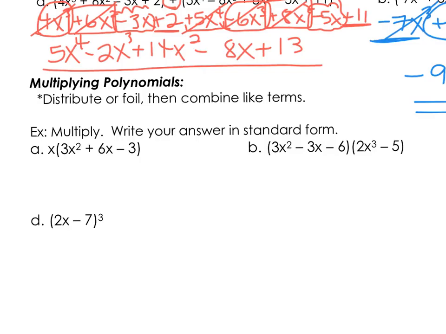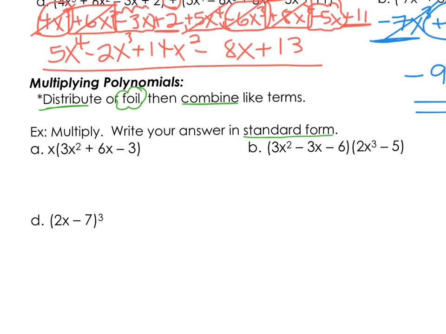When multiplying polynomials, we've really already done this. We're going to either distribute if there's just one constant or one term out in front, or we'll FOIL. And we'll just end up with more terms than we did like in Chapter 4, for example. Once we get rid of the parentheses by distributing or foiling, we'll go ahead and combine like terms like we did up above. So it says down below, multiply, write your answer in standard form.